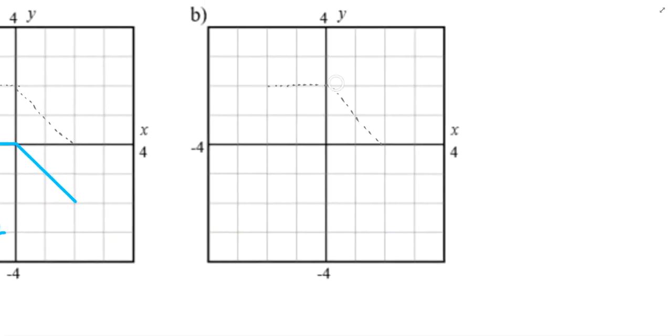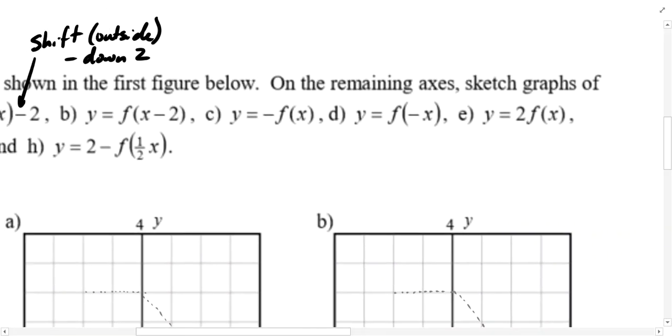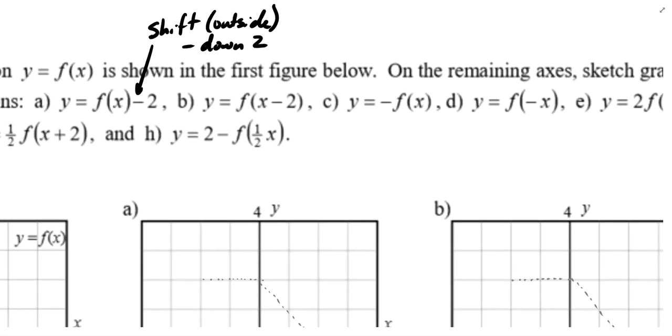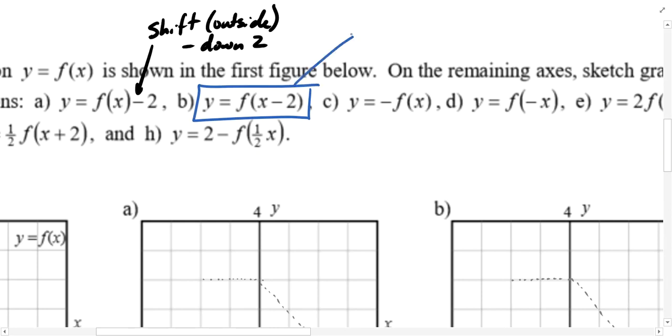This is a sketch of the original function, and in question B, we're being asked to graph this guy here. Now, we have another addition or subtraction, so we know that this is a shift. And this shift is occurring based on the change that's on the inside of our grouping symbol.